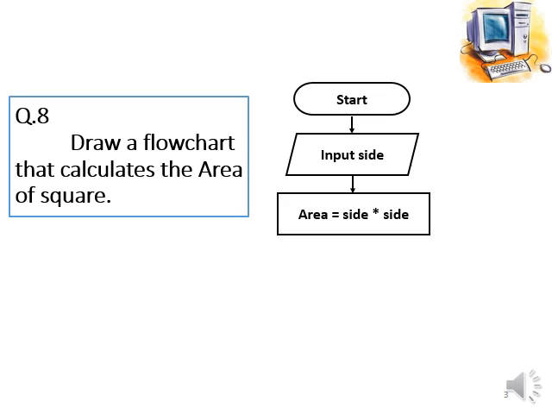Now in processing, we will find out the area of this square. So the formula is very simple, that is area is equal to side multiplied by side. So that will give us the area of that specific square. Now for this purpose I am using a processing symbol, that is rectangle, because it includes some arithmetic operation, that is multiplication. We are multiplying the side with side, which will give us the value of area of a square.